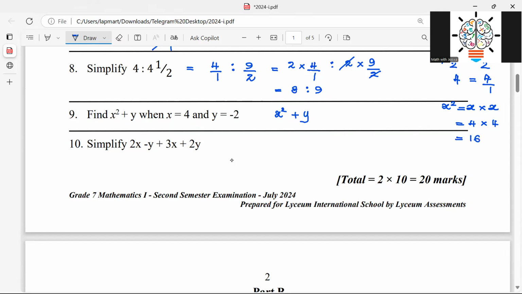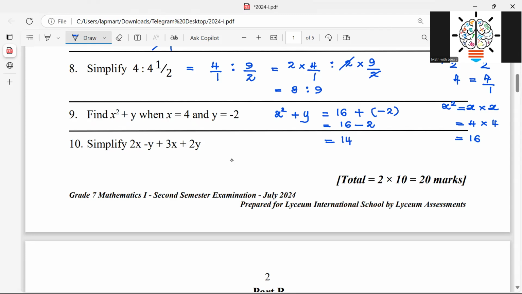So then the y is negative 2. So then I write x squared means 16 plus, and y is negative 2. So then we have 16 plus and minus, it becomes minus 2. Then the answer is 14, right? x squared means 4 squared, that is 16. y means negative 2, the answer should be 14.